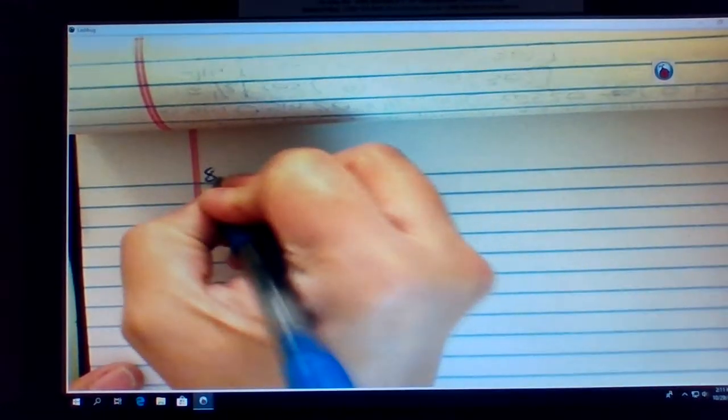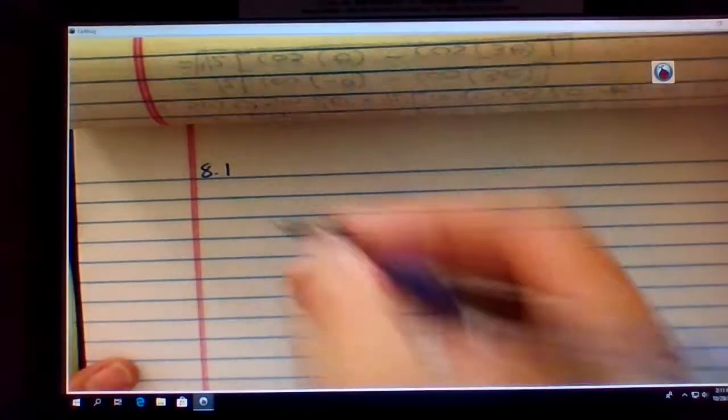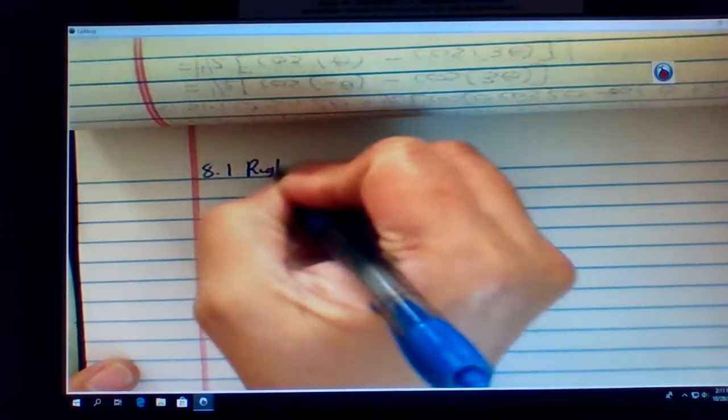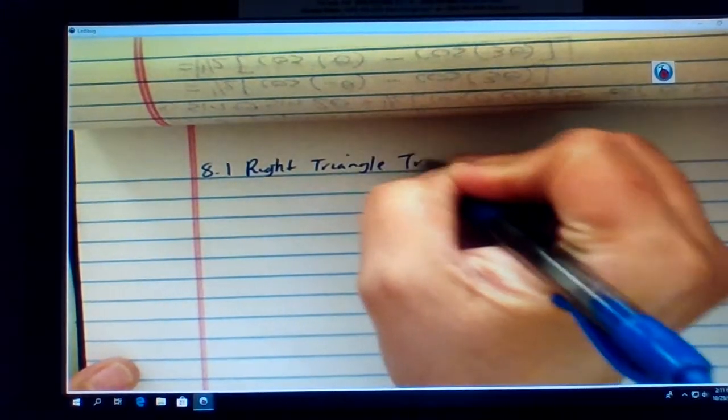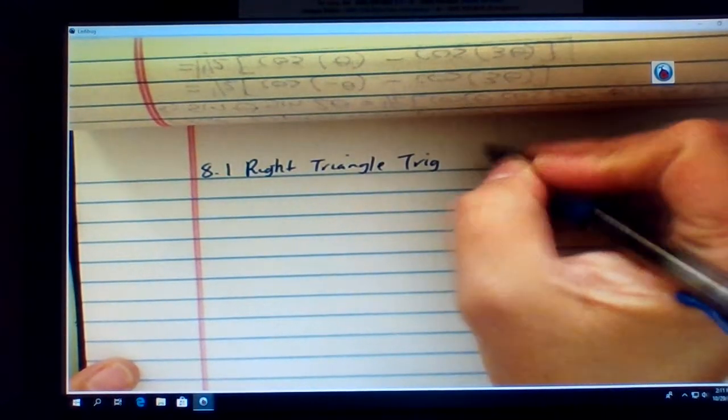All right, so continuing on to chapter 8, 8.1, right triangle trig applications.